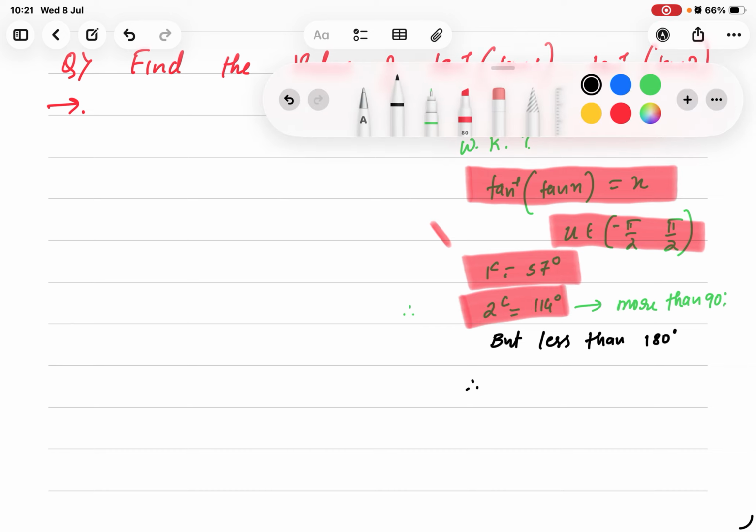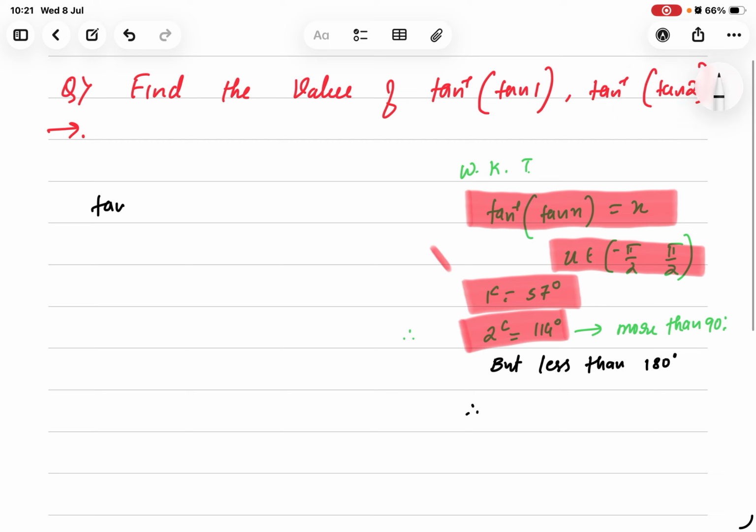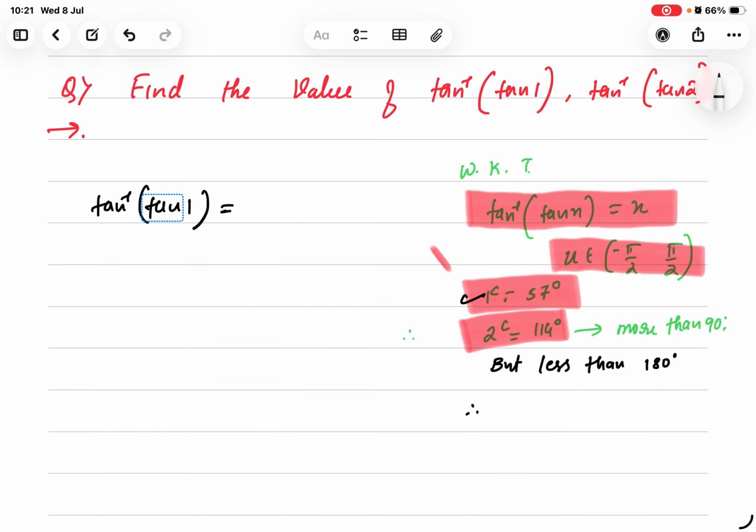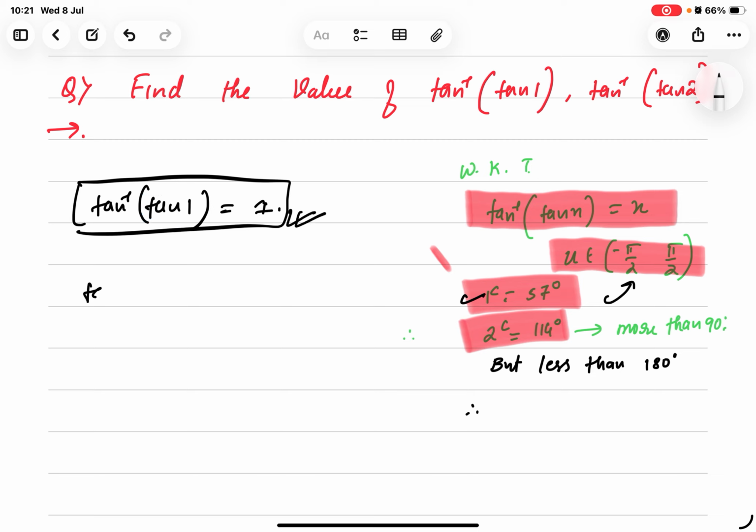So now they are asking tan inverse of tan 1. So one radian is what, 57 degrees. It is in between minus pi by 2 to pi by 2. Therefore, we can directly say that it is equal to 1. And what about tan inverse of tan 2 value?